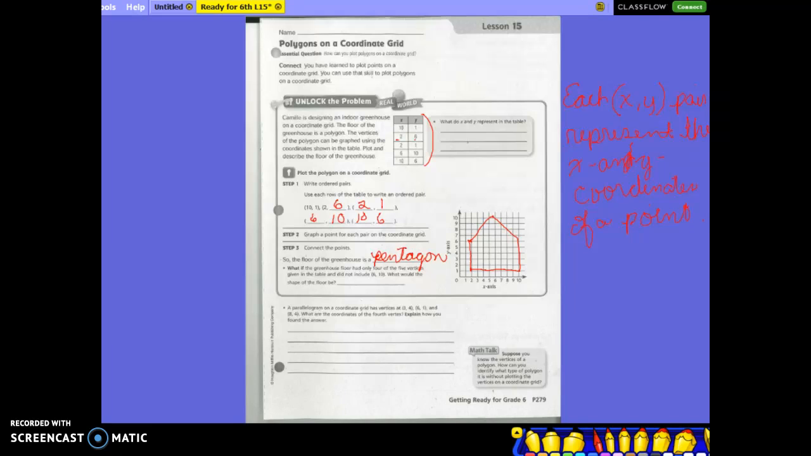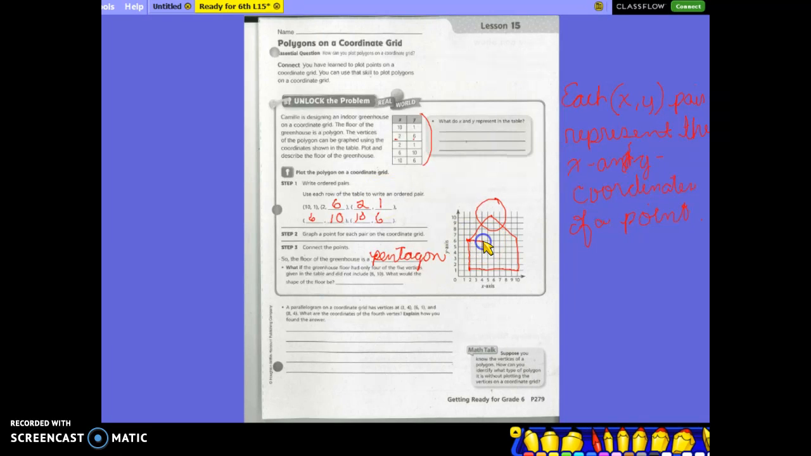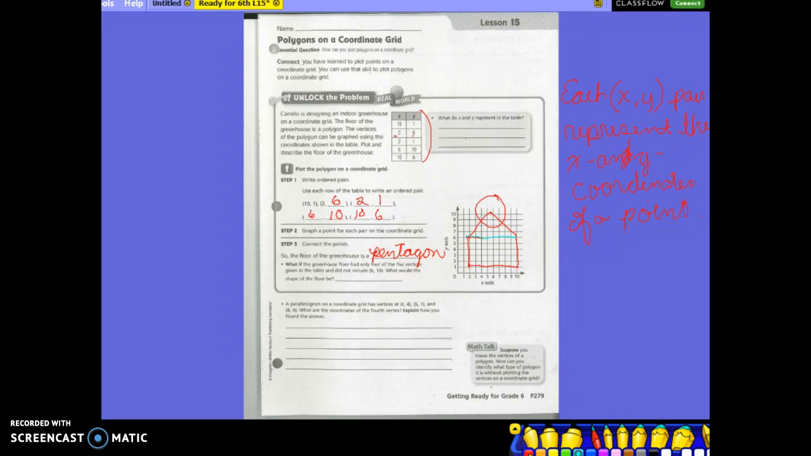What if the greenhouse floor had only 4 of the 5 vertices given in the table and did not include 6, 10? So what if it did not include this one? What would the shape of the floor be? Well, I've heard square, rectangle. If we go from 2 to 10, that's 8 points, right? And if we go from 2 to 6, that would be 4. Sorry, I'm trying to change the color of my pencil. It would look like this. So it would be a rectangle.